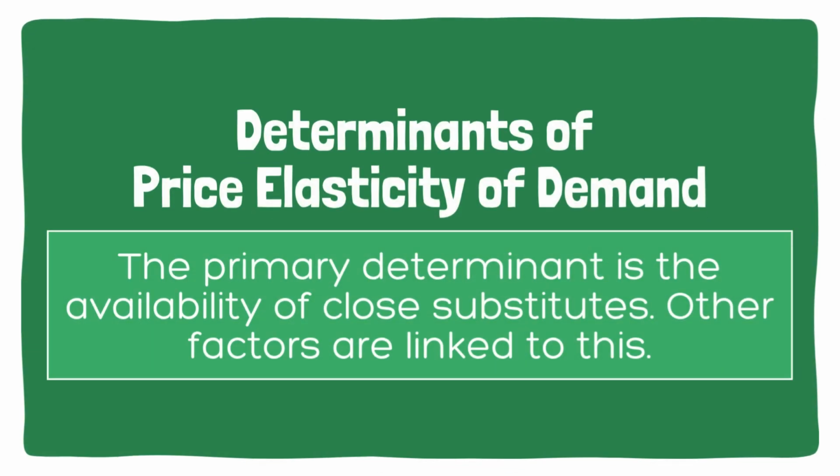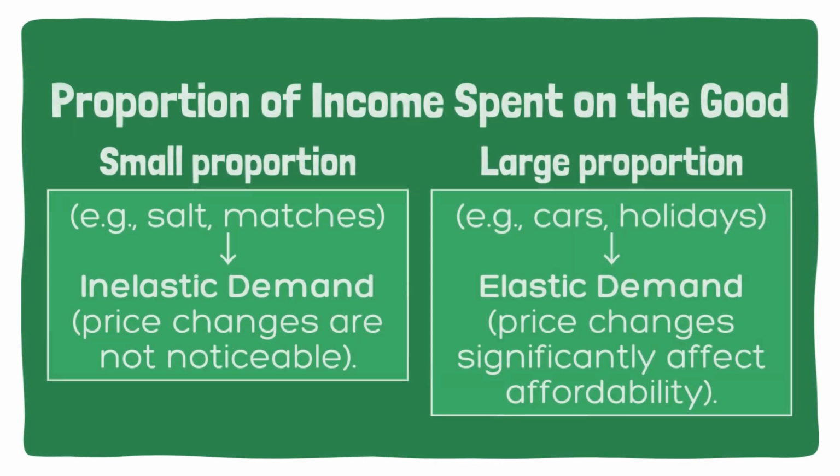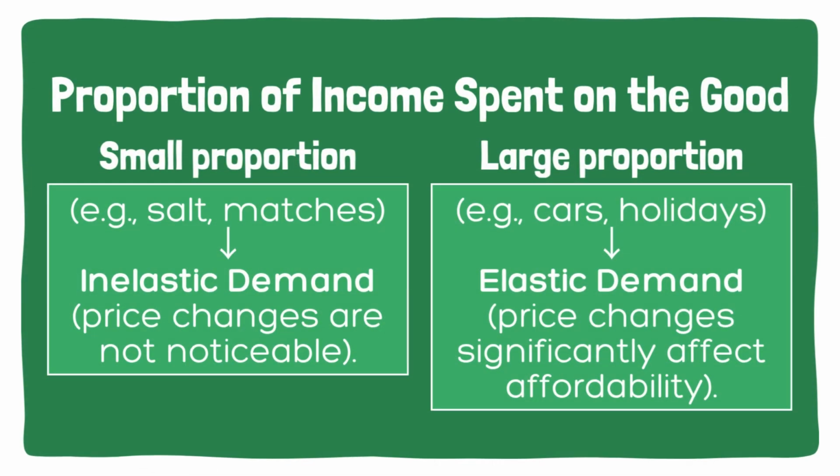Several factors determine PED. The most important is the availability of substitutes. If close substitutes exist, demand is likely to be elastic because consumers can easily switch when prices rise. If no close substitutes exist, demand tends to be inelastic. The proportion of income spent on a product also matters. If a good takes up a small share of income, such as salt, demand will be inelastic because even large price changes make little difference to spending.